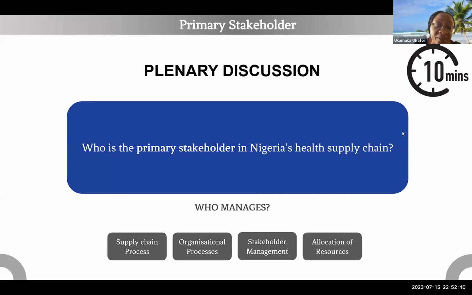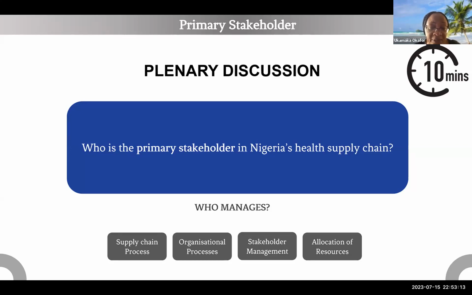Okay, thank you, Mr. Adekola, for your contribution. And you are very correct, because it depends on the level of the supply chain structure. You are talking about the federal government. So at that level, the federal Ministry of Health, the federal government is the primary stakeholder. Then it depends on where the supply chain structure is. If it's in the states, you're also going to have another primary stakeholder. So it depends on where you are talking about.